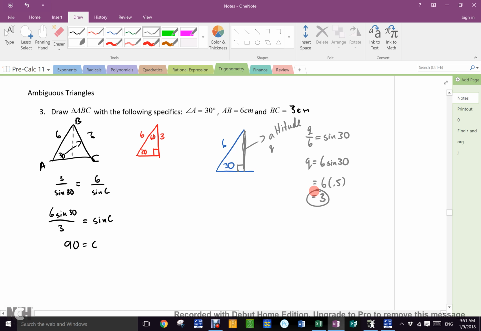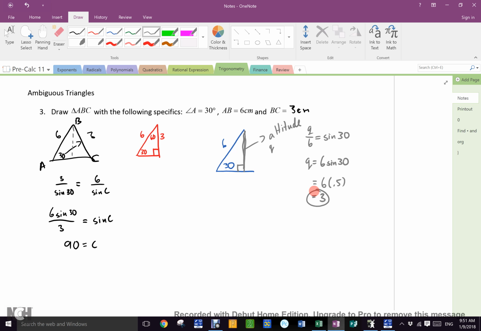Everybody with me? Now notice, in this first triangle, I told you that the third side was 3. Well, the altitude is 3. So if the third side equals the altitude, it has to be a 90 degree triangle. So it's no longer ambiguous, is it? Is everybody with me?